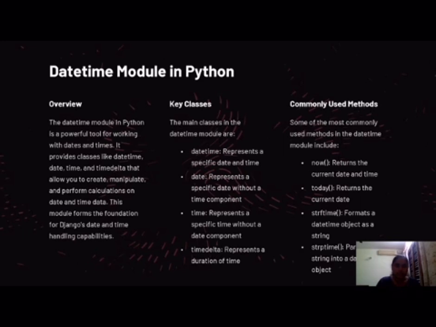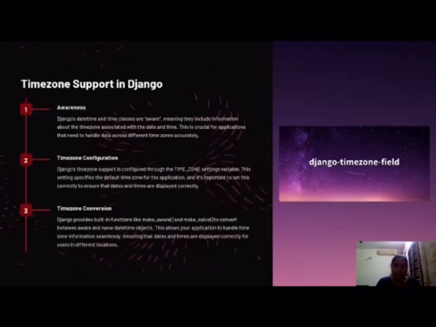Key classes. The main classes in the datetime module are datetime. It represents a specific date and time. Date. It represents a specific date without a time component. Time. It represents a specific time without a date component. Timedelta. It represents a duration of time. Commonly used methods. Some of the most commonly used methods in the datetime module include now. It returns the current date and time. Today. It returns the current date.